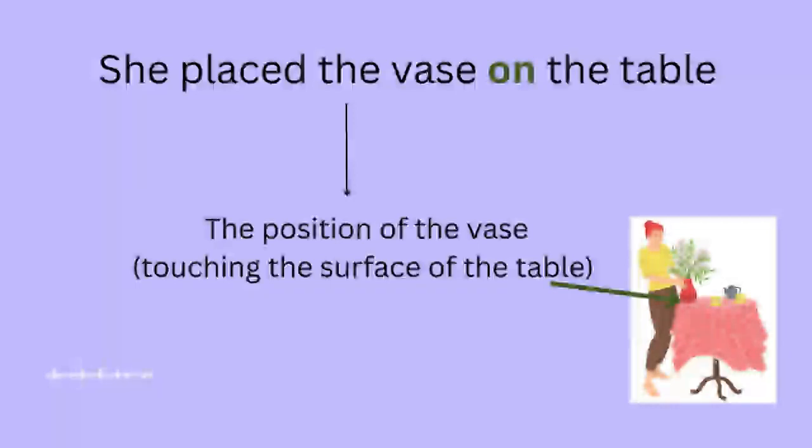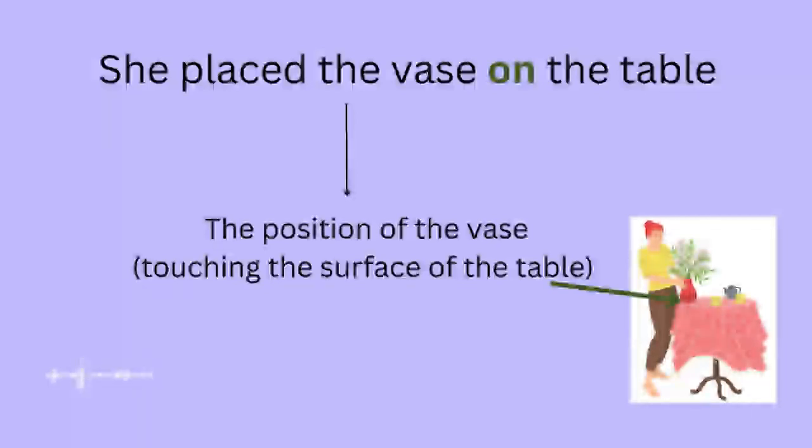She placed the vase on the table. So, why are we using "on"? Because we are focusing on the surface. So, where did she place the vase? On the surface of the table, as you see in the picture.